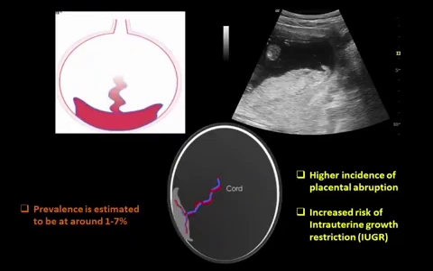Circumvallate placenta refers to a variation in placental morphology, which results in a small chorionic plate. The prevalence is estimated to be around 1 to 7%. Ultrasound may show a peripheral rim of chorionic tissue, appearing as an echo-dense ridge, named placental shelf. Associated complications include higher incidence of placental abruption, and increased risk of intrauterine growth restriction.